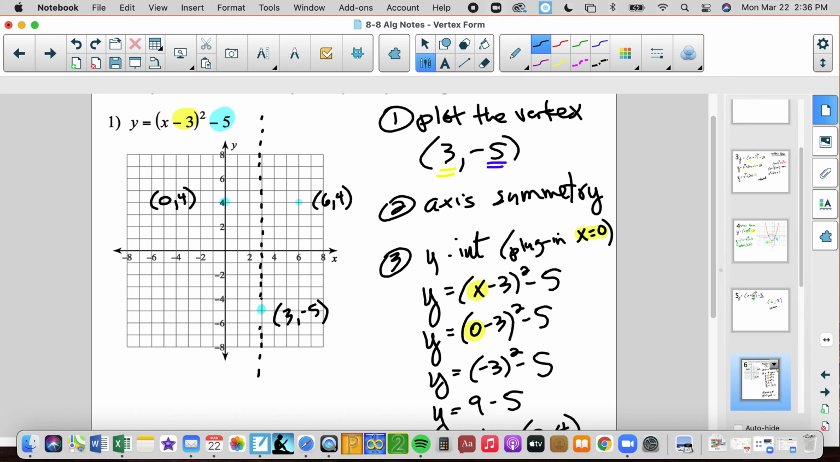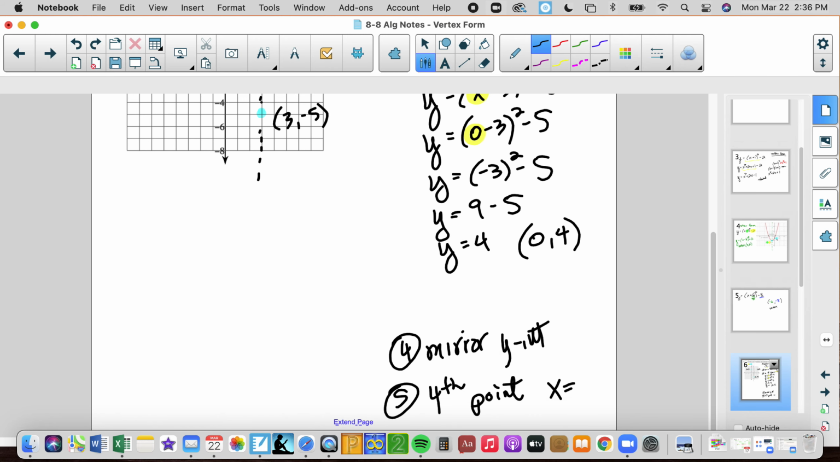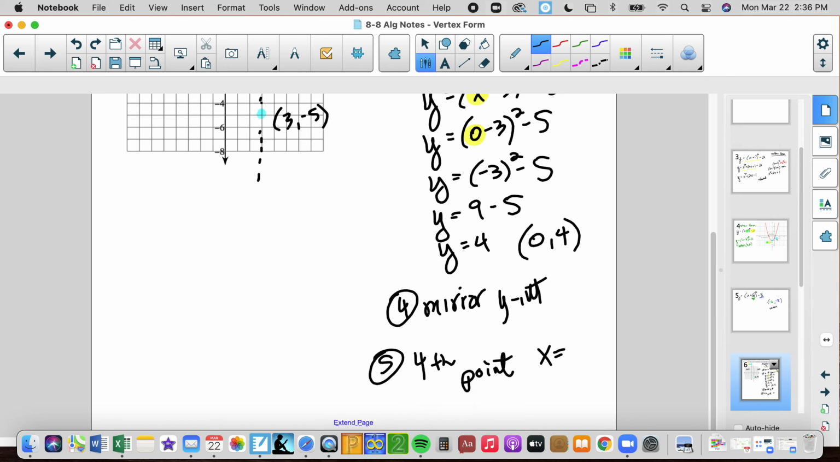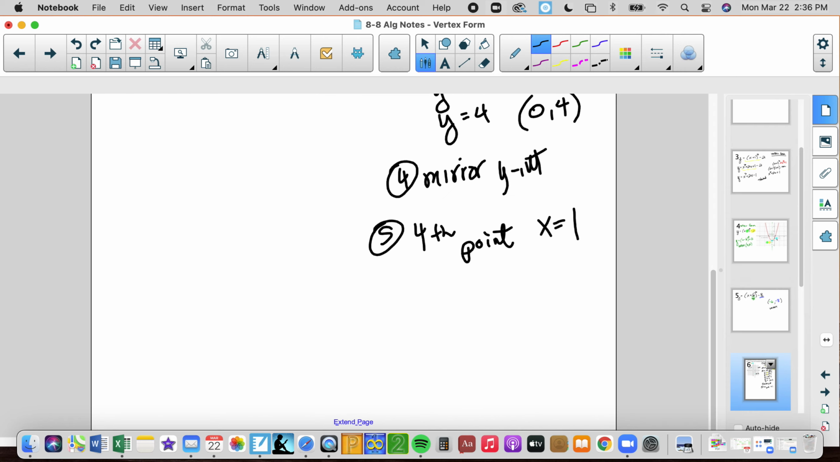Now we have 3 points. I need a 4th point. So I need to pick an x value. What x values have I already used? I've already used 0, I've used 3, and I used 6. So I need to pick some other x value. I'm going to choose the easiest. I'm going to pick x equals 1. Let's keep it easy. Keep it simple, as they say.